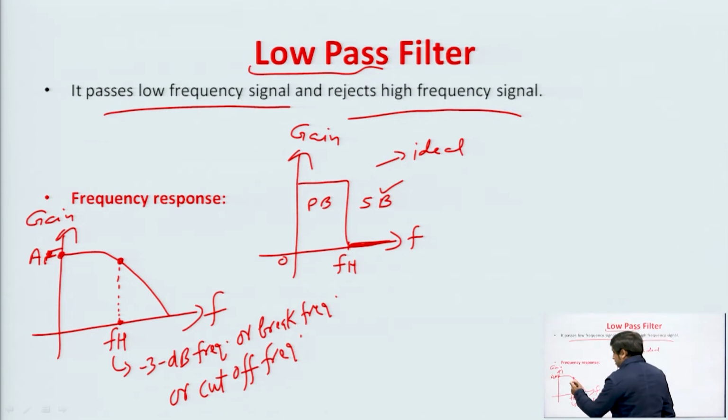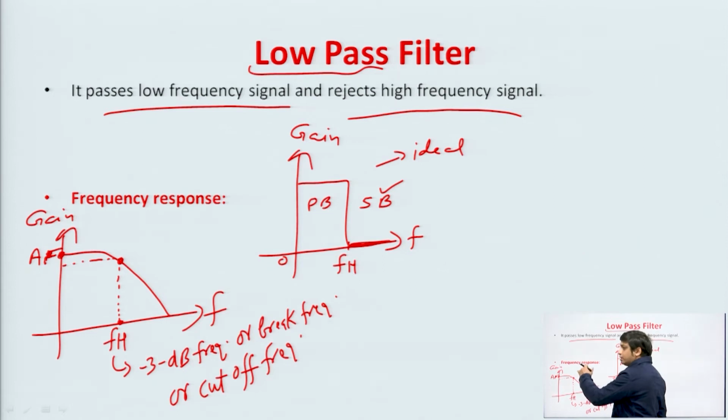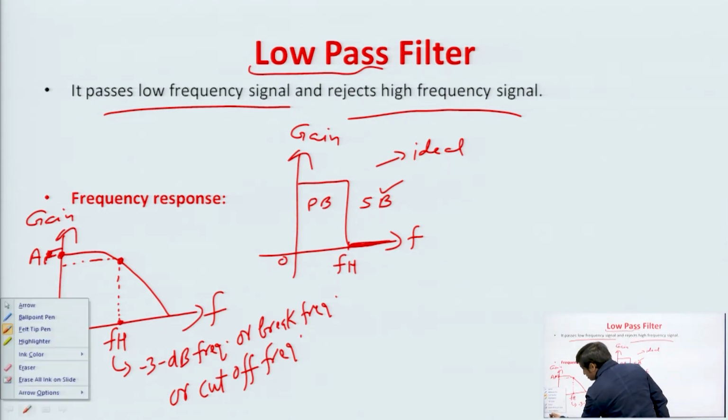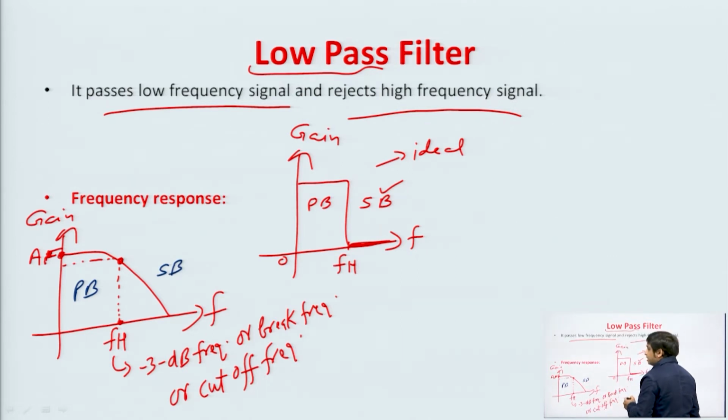So, what is this FH? FH is the cutoff frequency, defined as the frequency at which the gain is reduced by 3 dB from the maximum gain. Now, you can see that again in this case this is your pass band and this one is the stop band, but in the stop band we are getting signals of lesser gain.